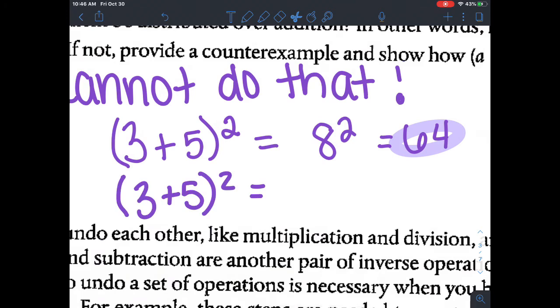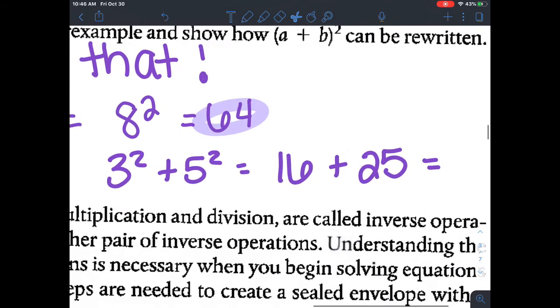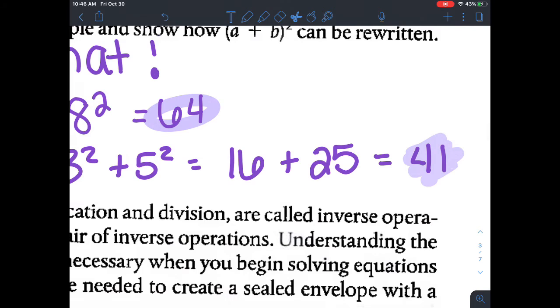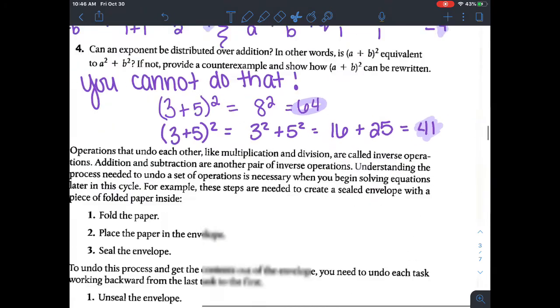Now, I'll use that same expression. This time I'll distribute the squared to the 3 and to the 5. So 3 squared plus 5 squared, 9 plus 25 equals 34. Definitely not equivalent, so you cannot do that. The way you solve this is you have a plus b squared can be written as a plus b times a plus b.